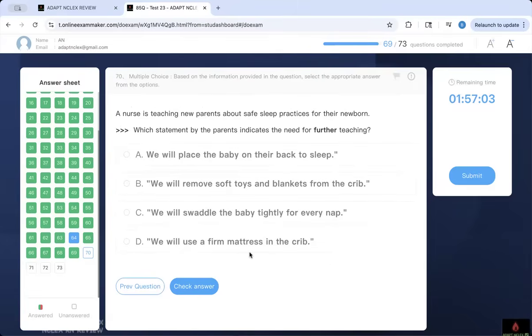And this is teaching a new parent about safe sleep practice for a newborn. This statement by the parent indicates the need for further teaching. We will place the baby on the back to sleep. Further teaching. We will remove soft toys and blanket from the crib. Further teaching. We will swaddle the baby tightly for every nap. Further teaching. We will use a firm mattress in the crib. Further teaching. Which one?